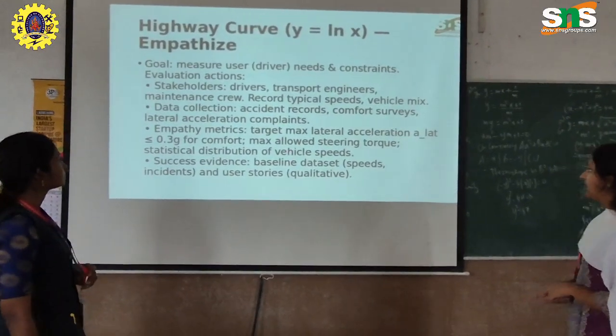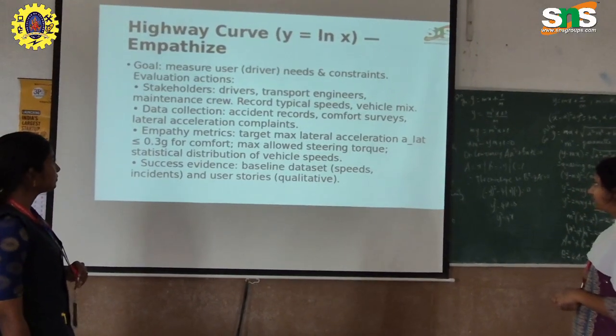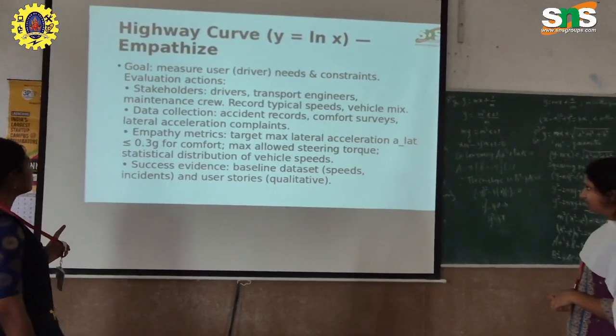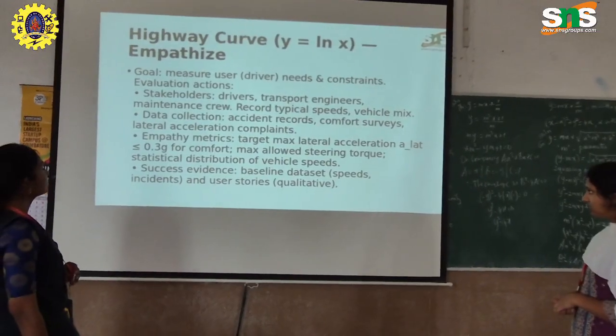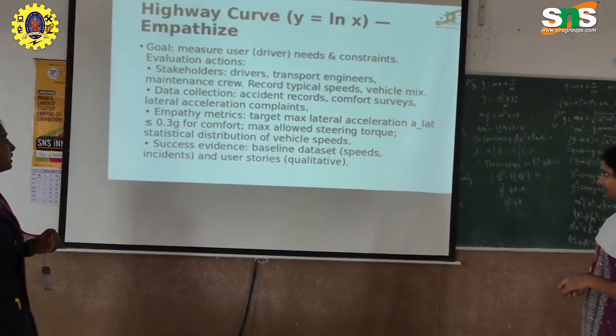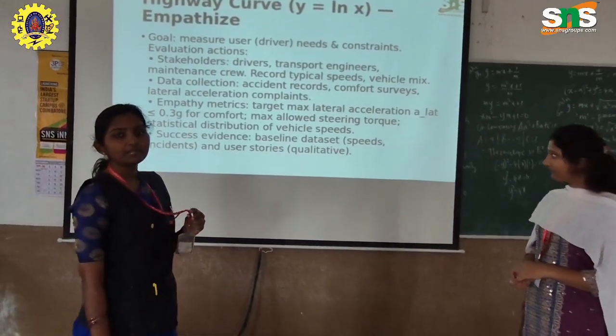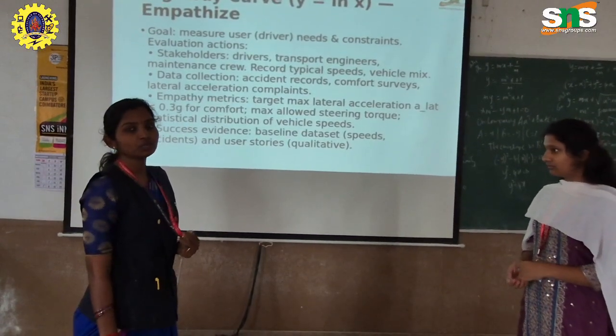Empathy metrics. Empathy matrix, the target metric: lateral acceleration, which is A lateral, should be less than or equal to 0.3 g for comfort. Maximum allowed steering torque and the statistical distribution of vehicle speeds are also to be noted. These are the points of empathizing in the design thinking approach of evolute.